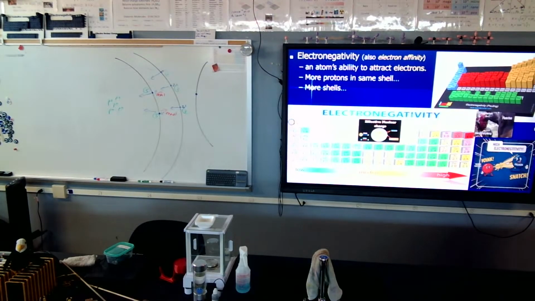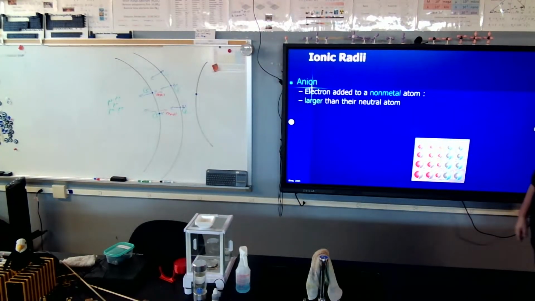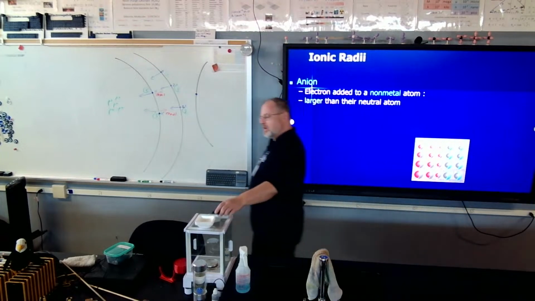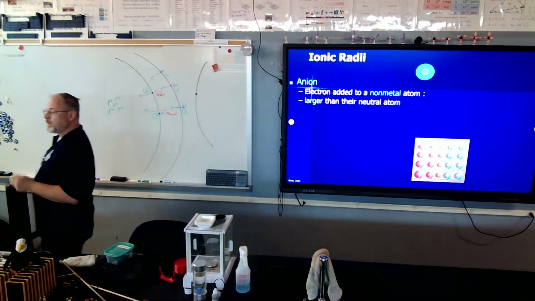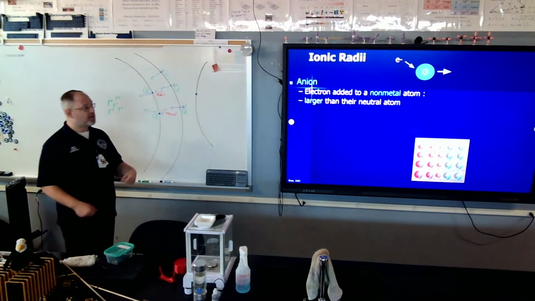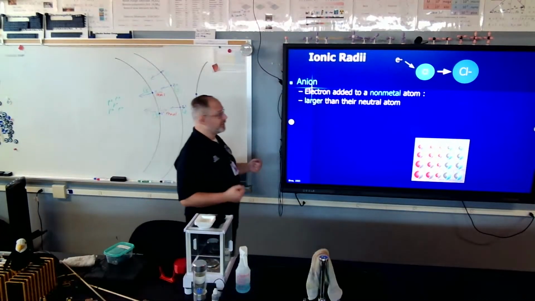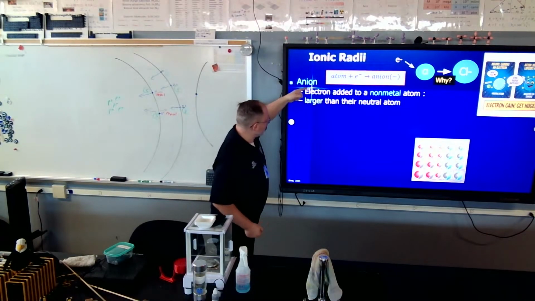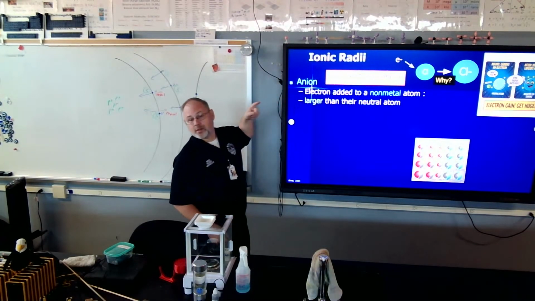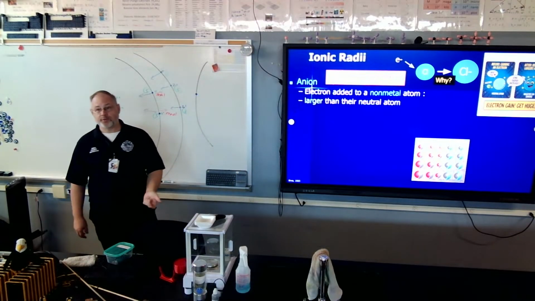Okay, those are all the trends. Now we're talking about ions. This is kind of interesting. An anion is what we call it when an atom becomes a negative ion. Literally, a negative ion. Anions are always larger than their neutral atom.